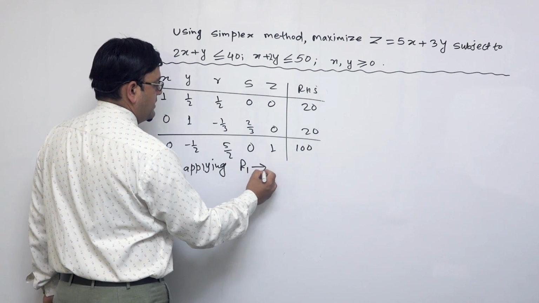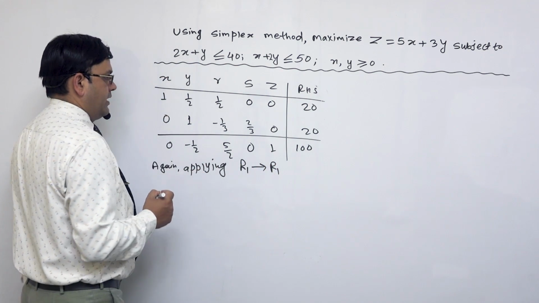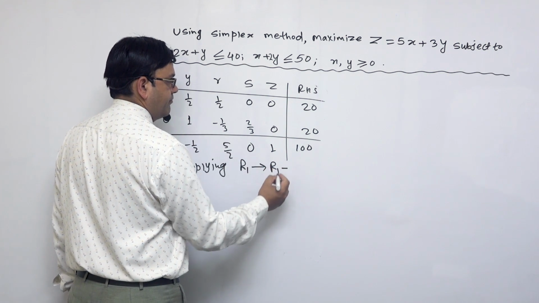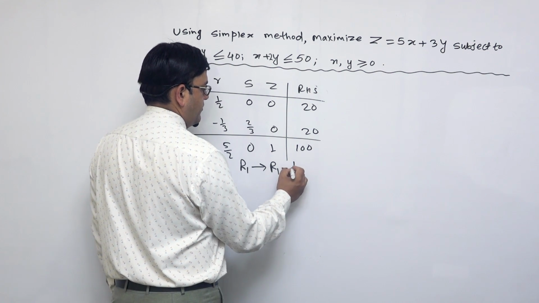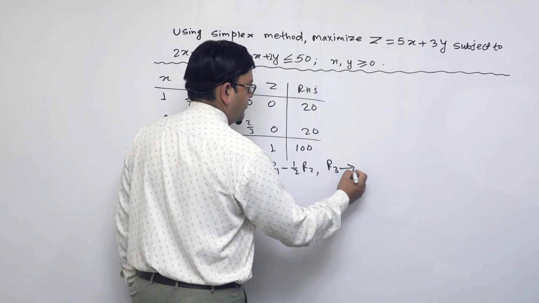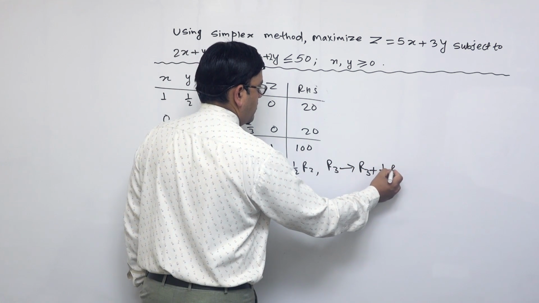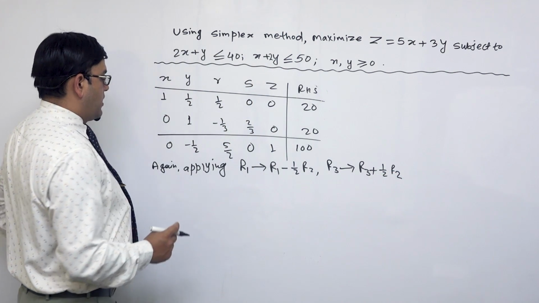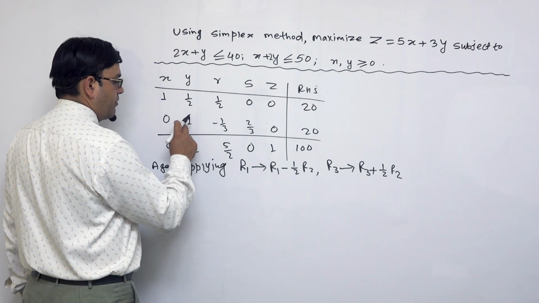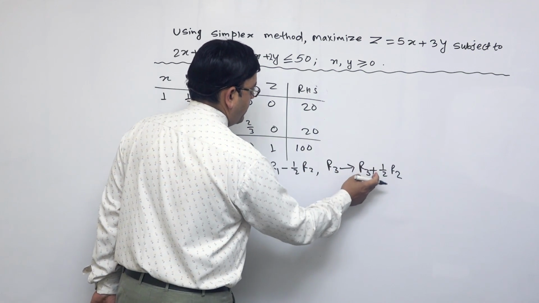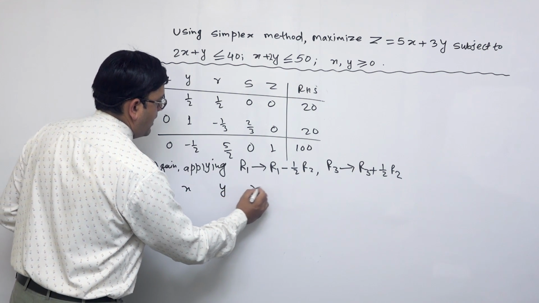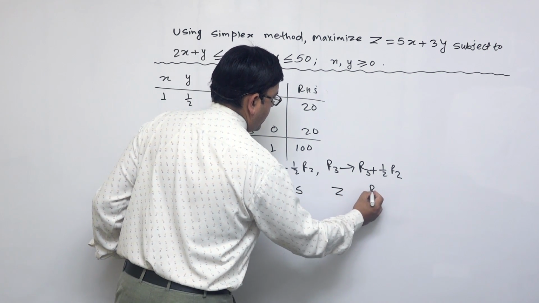this R1 changes into R1 minus 1/2 R2 and R3 changes into R3 plus 1/2 R2. यहाँ plus 1 minus 1/2 छ, त्यसलाई 0 बनाउन लागि 1/2 ले मल्टिप्लाई गरेर अनि एड गर्नुपर्ने हुन्छ। अब हेर्नुस् है त, यसको के हुन्छ x y r s z and RHS.